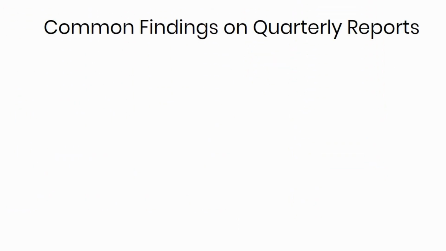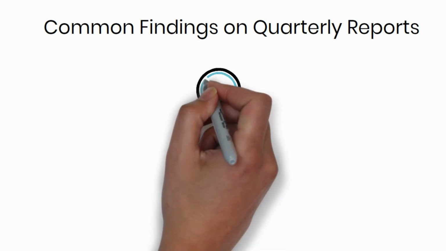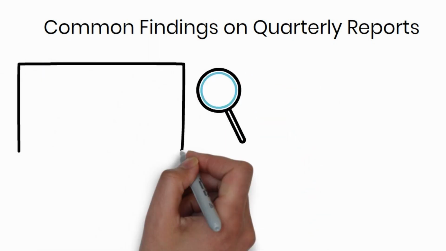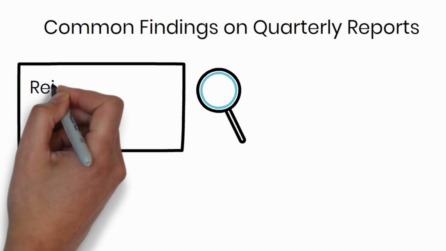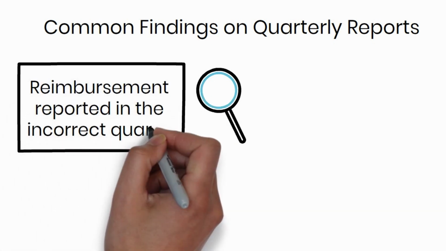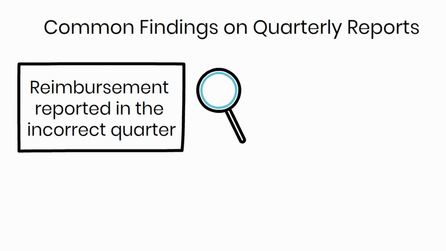Common findings on quarterly reports. Some common findings the state agency is determining on the quarterly reports include reimbursement reported in the incorrect quarter. It is important reimbursement is reported based on the months earned.